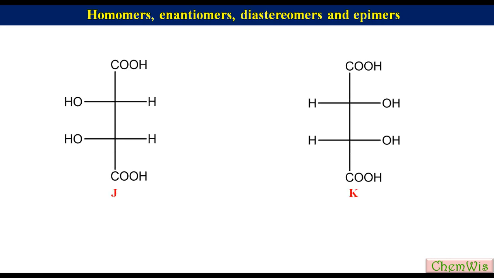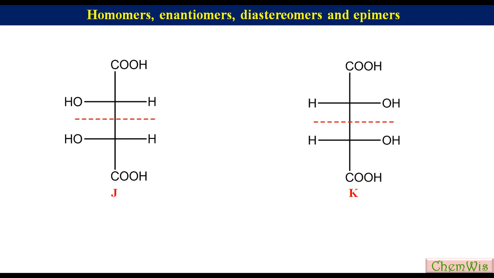Let's discuss an interesting case of finding the relation between two tartaric acid structures drawn as J and K. If we look at the structures as drawn, it seems that they are mirror images of each other and thus enantiomers. If we look at them carefully, we will find that there is a mirror plane in the molecule.